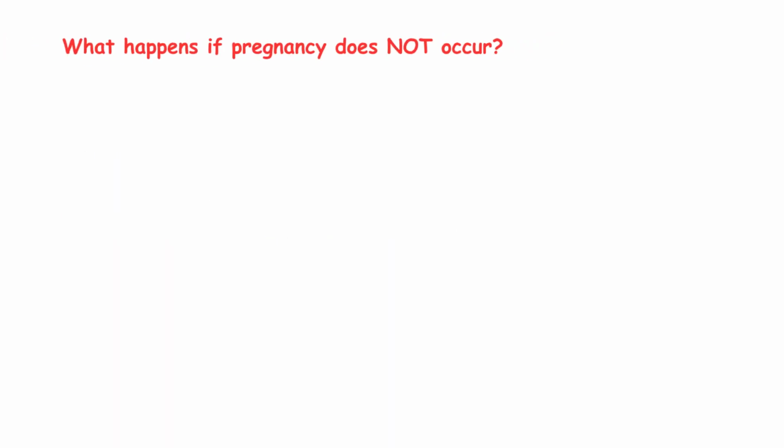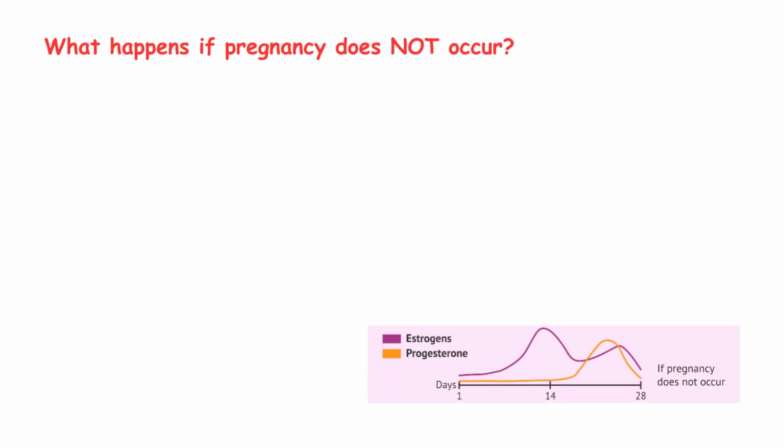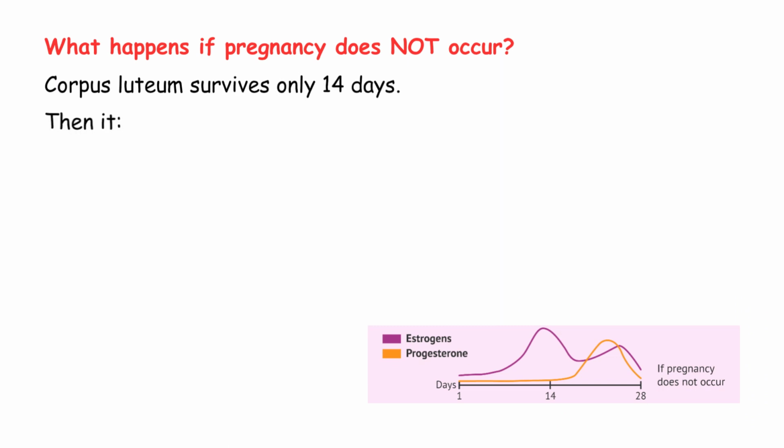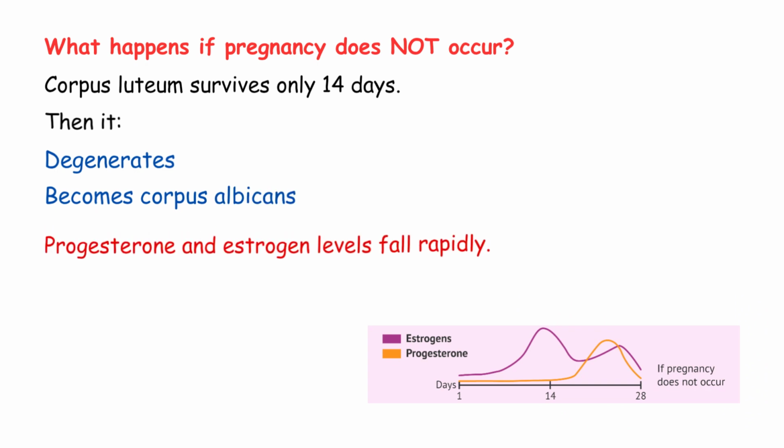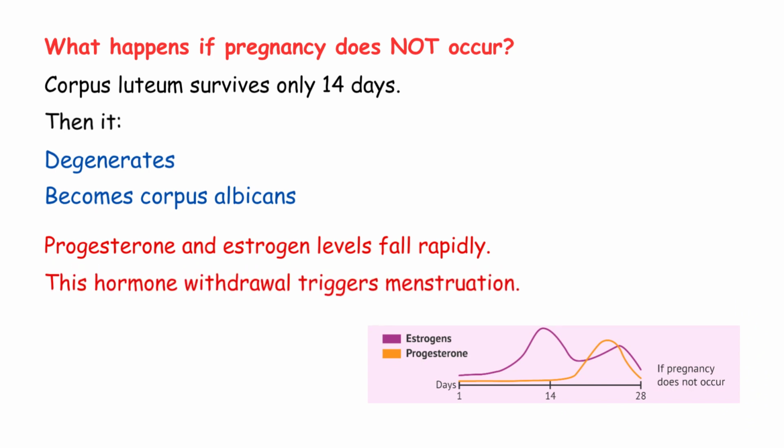What happens if pregnancy does not occur? The corpus luteum survives only 14 days. Then it degenerates and becomes corpus albicans. Progesterone and estrogen levels fall rapidly. This hormone withdrawal triggers menstruation.